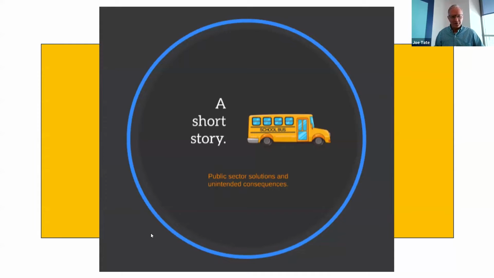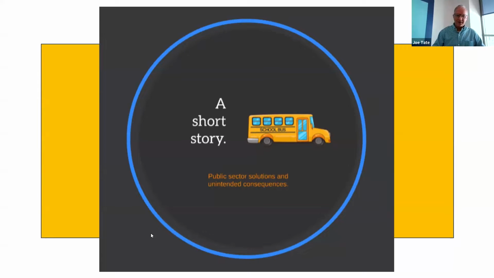So those are the two takeaways that my son had from these public sector solutions and some unintended consequences. So you'll find that with our training today, some of these changes can be good, they can be bad, but there's a lot of unintended consequences that come from these.